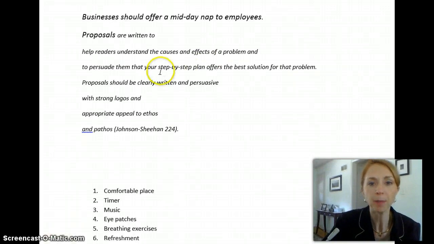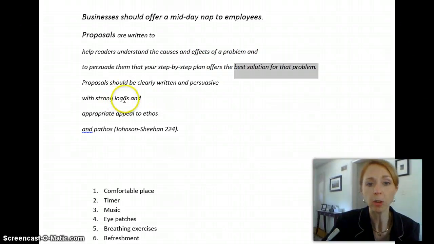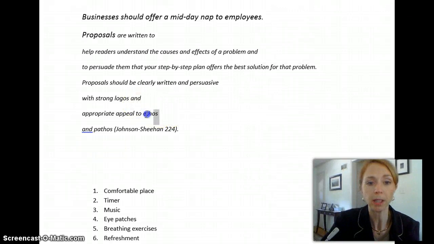So you have this step-by-step plan. Now you need to show why it's the best solution for that problem. And there again, you'll go back to your logos, you'll go back to the evidence that you have, to those psychological studies that have been done, and appeal to the credibility of these studies, and maybe even put some emotion in it as to how the workday is going to go so much smoother if the employee is rested.